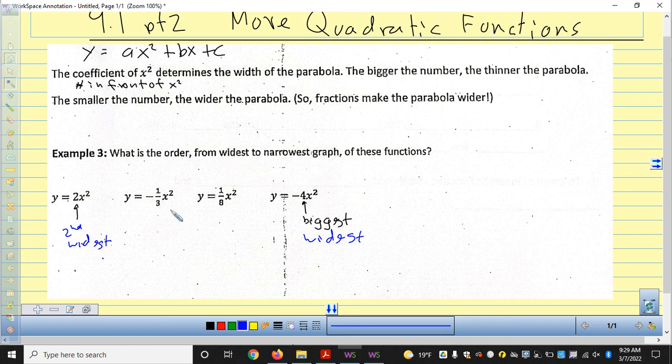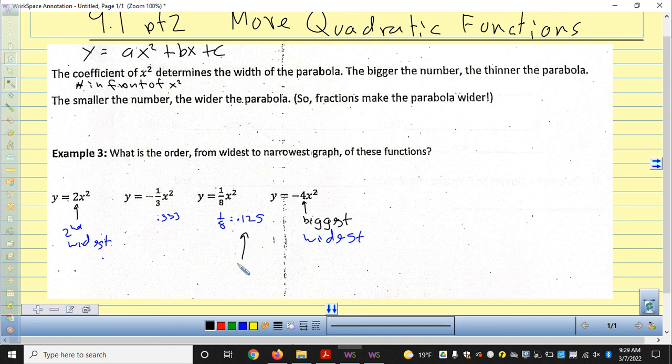Well, now we have to decide between 1/3 and 1/8, which one is bigger and which one's smaller. Do we know? Is 1/3 or 1/8 smaller? 1/8 is smaller. If you divide by a bigger number, you get a smaller number. If you're not sure, you could put this in your calculator: 1 divided by 8 is 0.125, and 1 divided by 3 is 0.33. So this is the smallest.